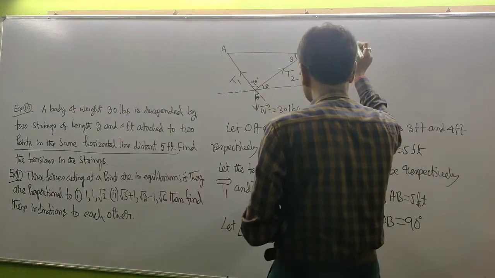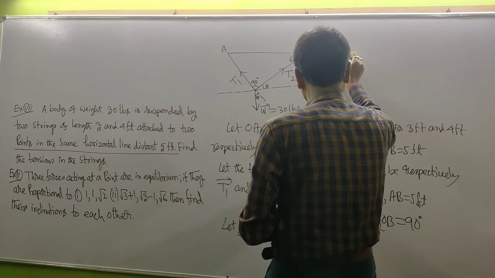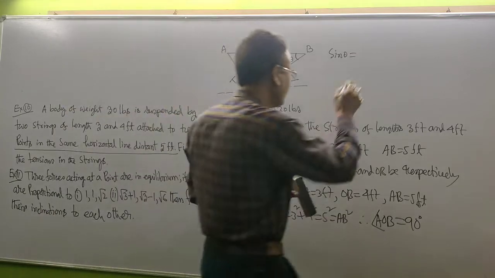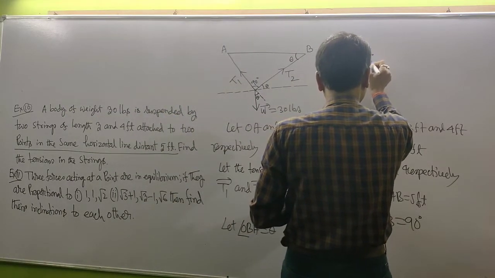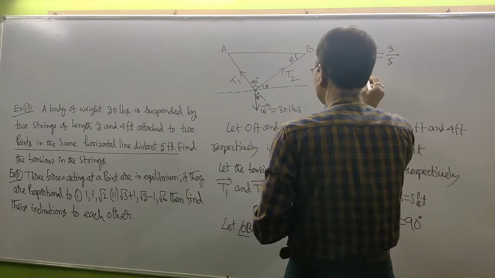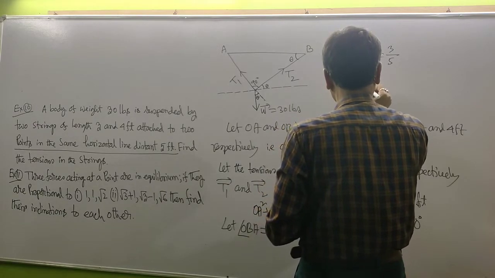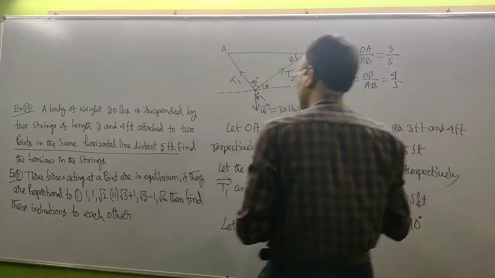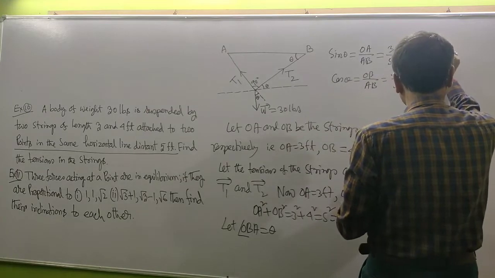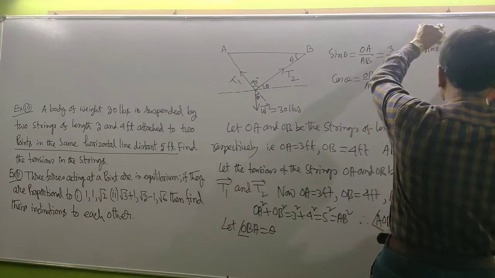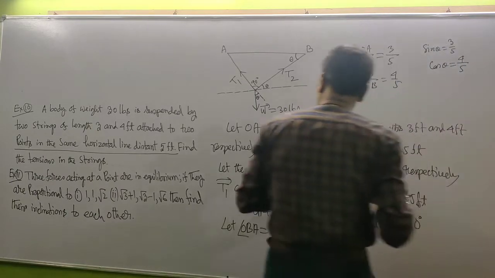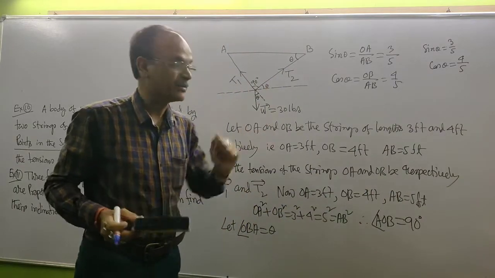Now, sin theta. What is sin theta? Perpendicular by hypotenuse, OA by AB, equal to 3 by 5. Cos theta equal to OB by AB, equal to 4 by 5. Therefore, we have sin theta is equal to 3 by 5, and cos theta equal to 4 divided by 5.